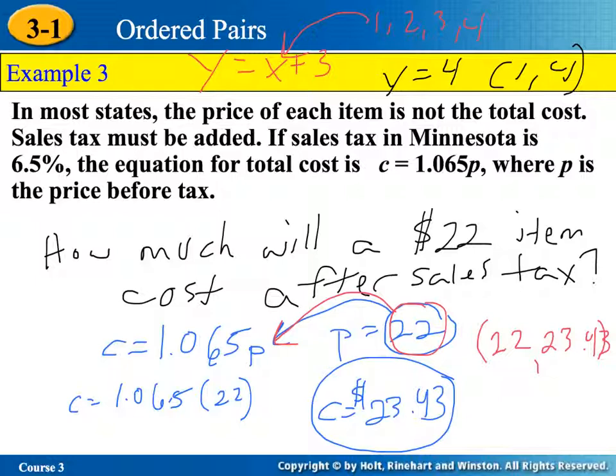Remember, we plugged in our x. We got out our y. Same thing here. We plugged in our x. We got out our y. So if you look at those, plug in your x, solve for y. 22 was plugged in. 23.43 was what we got as our answer.